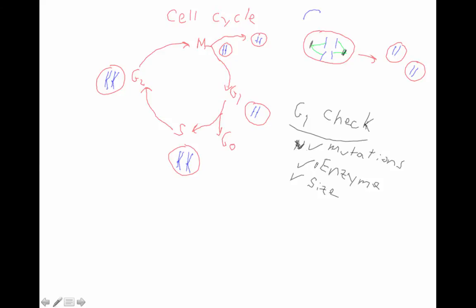Once it's checked this, verified there are no mutations and the enzymes are present, it will now go into S phase. And it will copy the DNA through replication. There's no checkpoint in S phase. The next checkpoint comes with the G2 check. At the G2 check, it makes sure that all the DNA is copied.